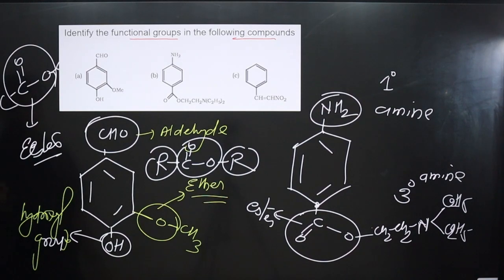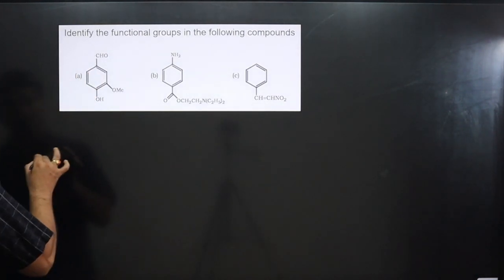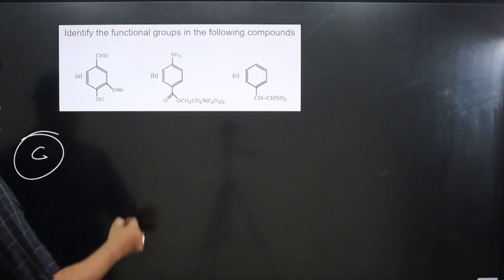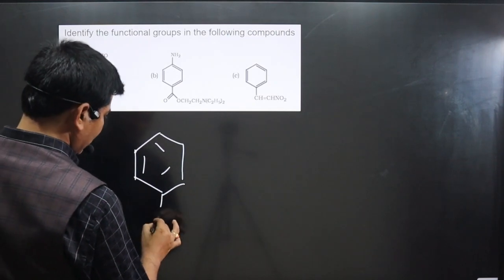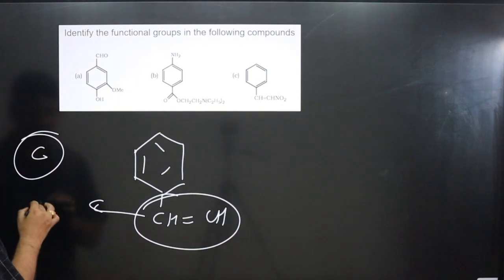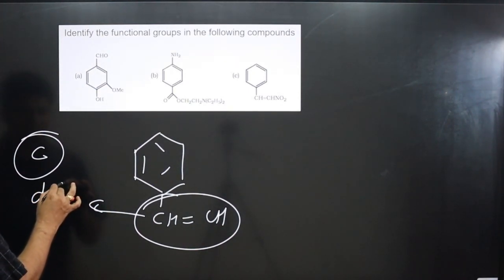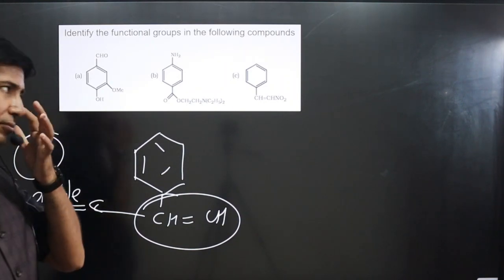For more space, let me remove this information. Then we have the third one. Benzene ring is there, and then we have the carbon chain, CH double bond CH. You can see we got an unsaturated hydrocarbon, a double bond is there. So this is also a functional group. A double bond or a triple bond is part of the functional group.